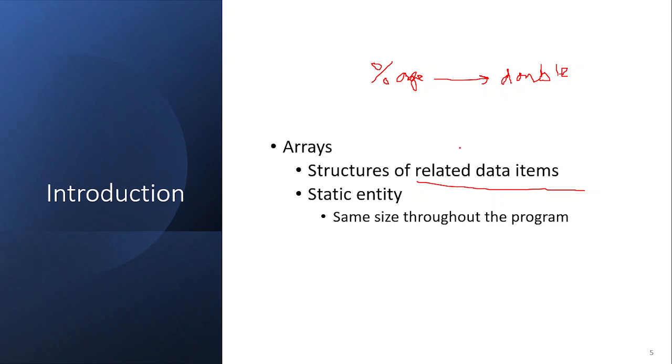Okay, the other thing that you need to remember about arrays is that arrays are static entities. By that we mean their size remains the same throughout the program. If you have a 10 element array, then its size remains 10 for the entire duration of the program. If you have a 100 element array, then its size remains 100 for the entire duration of the program. You cannot change the size of an array at runtime, while your program is running. For that, you need other data structures that can change their size dynamically at runtime. Okay, so this is what you should remember.